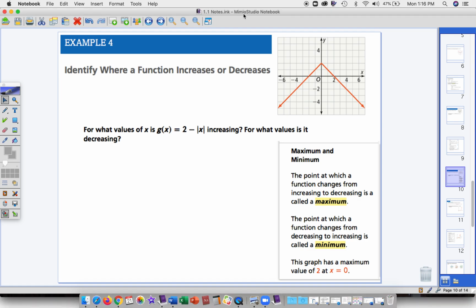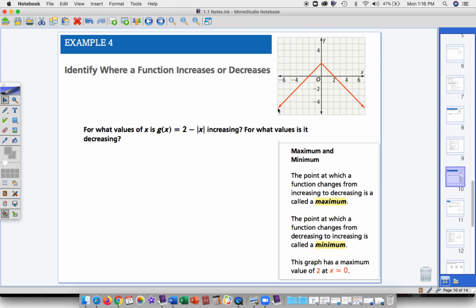We're going to start off with example 4, which is where we're going to talk about whether a function is increasing or decreasing over a certain interval. What that means: if a function is increasing, we're looking at what's happening to the y values as we go from left to right, over all of the x values. So as I go from left to right, or as my x values are getting larger, what's happening to my y values? That's what's important.